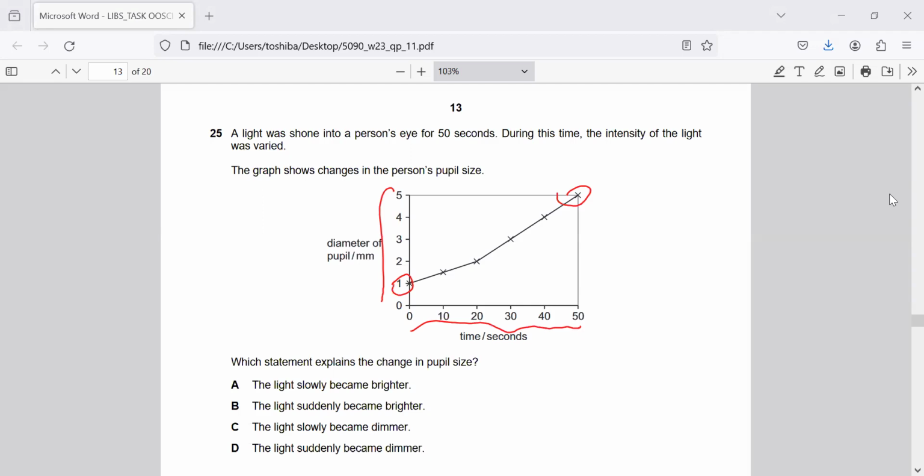Okay, the brighter option is wrong because if light becomes brighter, the graph would be going like this. When light suddenly became brighter, the graph would be more steep. The light slowly becomes dimmer. Option C is correct. You can see this, it is increasing slowly from 1 to 5. Option C is correct.